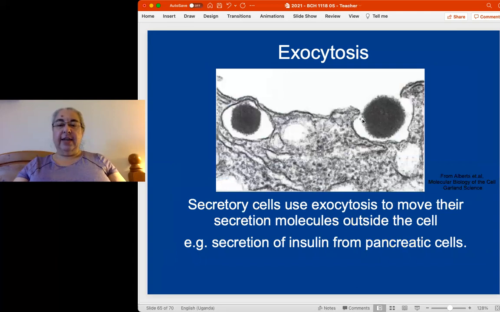Okay, so here's just an electron micrograph of insulin being secreted from pancreatic cells. So here is a vesicle that has just reached the cell membrane with its contents of insulin. And here is a second vesicle, which is already fused with the membrane. And here is the insulin protein ready to be released outside.